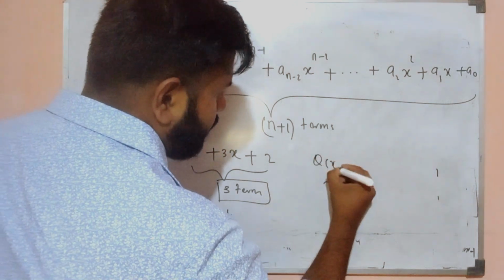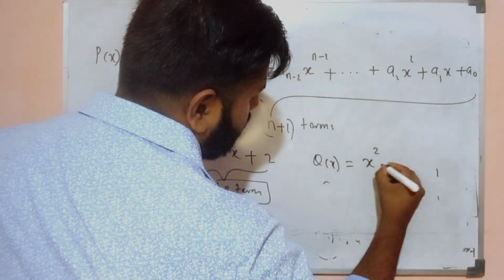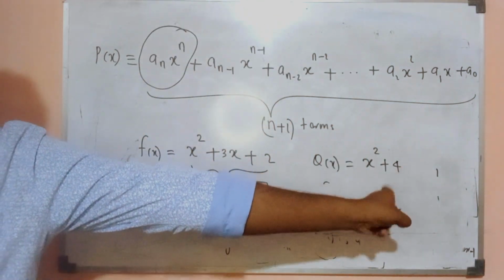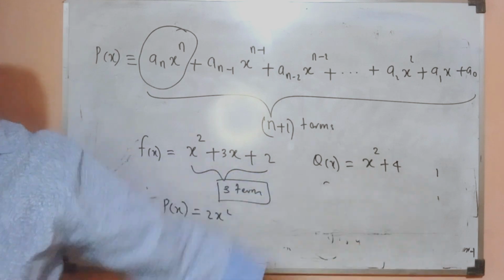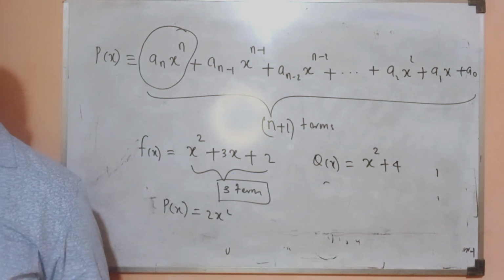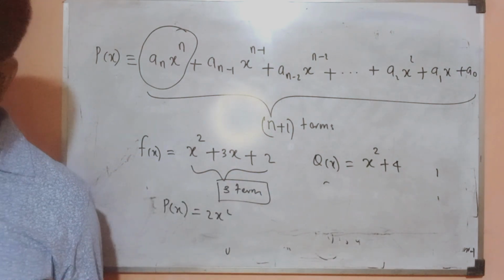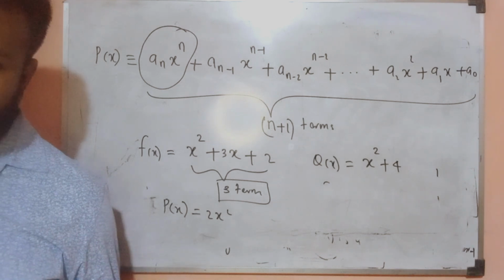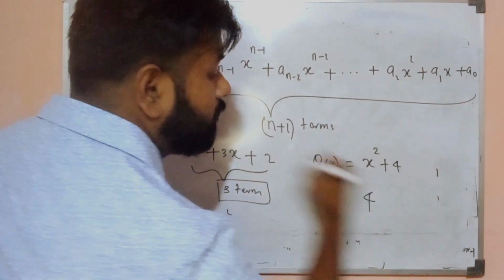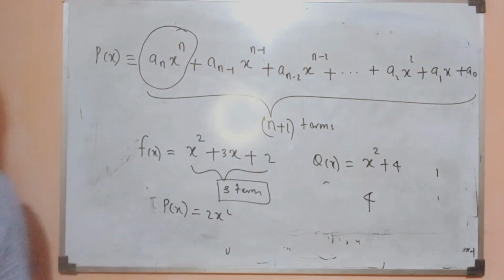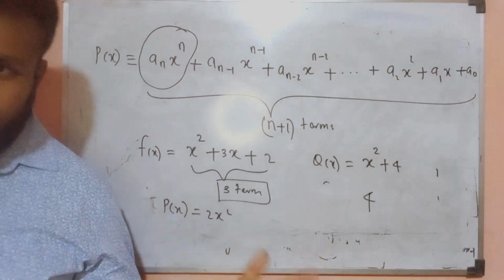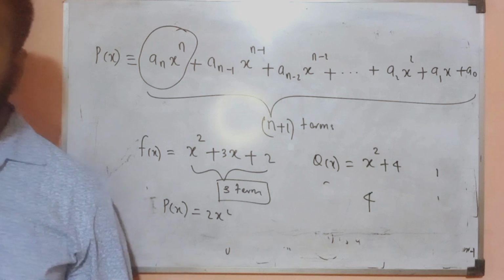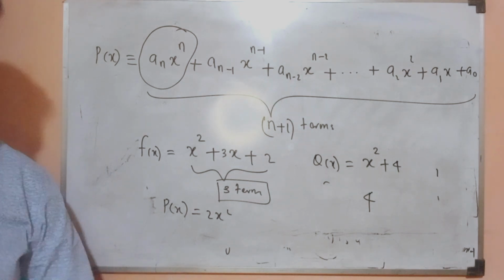Consider x squared plus 4. This polynomial has only 2 terms. A second order polynomial can have up to 3 terms, which means it can have 2 terms or 1 term. A fourth order polynomial can have up to 4 plus 1, 5 terms. It can have 5 terms, 4 terms, 3 terms, 2, or 1. Try to keep this in mind.